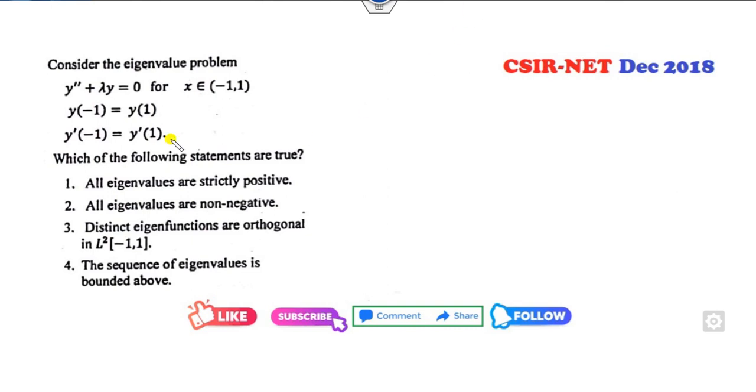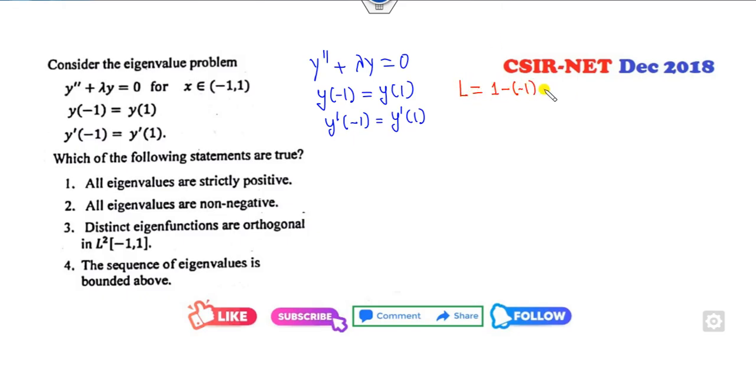Okay, look at another one. Y double dash plus lambda y equals 0, the value is given here, and the value of the derivative is given here. What is the value of L? B minus A, that is 2. So what is the value of lambda? 2n pi over L whole square, where n is a positive natural number. So the 2 will be cancelled out, so that is n square pi square.